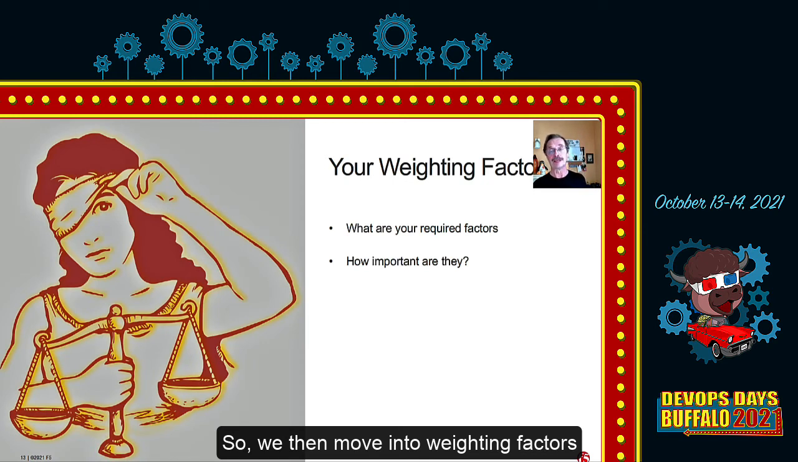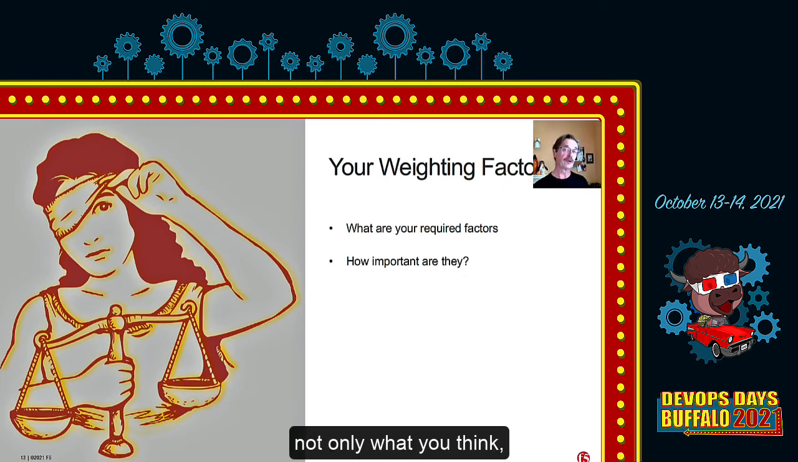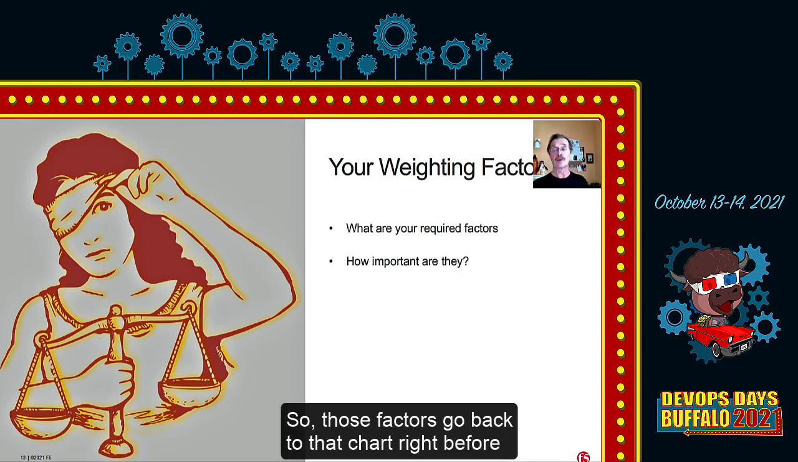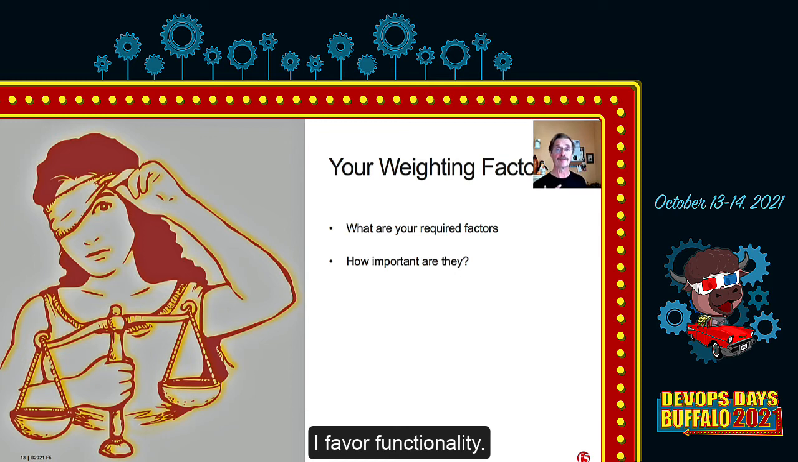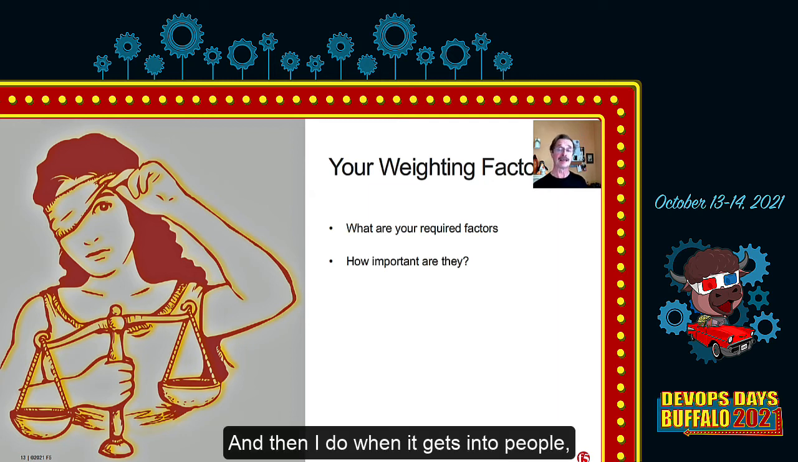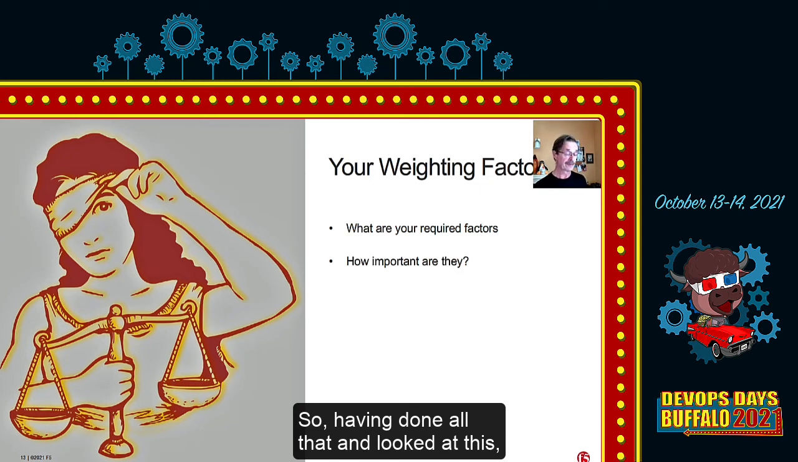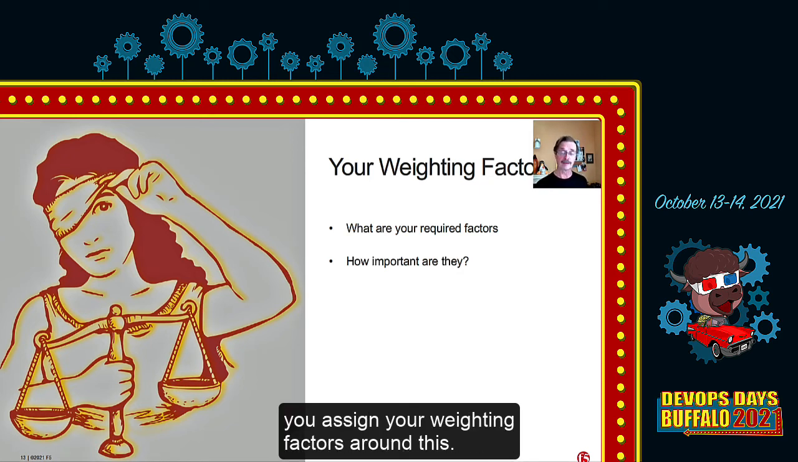So we then move into weighting factors. You think scores are tough? Weighting factors are actually tougher. What are your required factors? And by the way, it's okay to peek in this case and take a look and see not only what you think, but what other people may think about that. So those factors, go back to that chart right before, are how important they are to you. I favor functionality. I also tend to favor testing and documentation as part of this. And then when it gets into people, I want to understand the leadership and culture. So having done all that and looked at this, you assign your weighting factors around this.